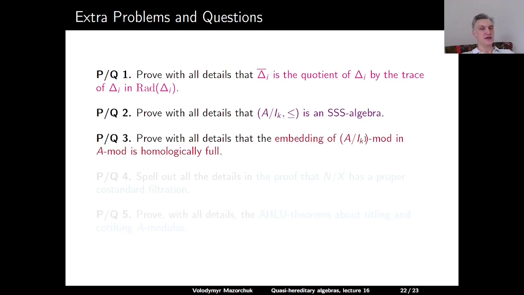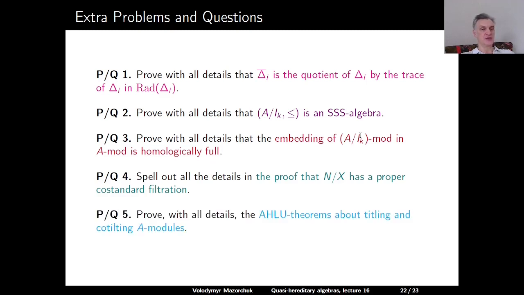And prove with all details that the embedding of the module category over this quotient into A mod is homologically full. Problem question 4. Spell out all the details in the proof that n over x has a proper costandard filtration. And problem question 5. Prove with all details the theorem by Agustin, Happel, Lukács, and Unger about tilting and cotilting A modules.